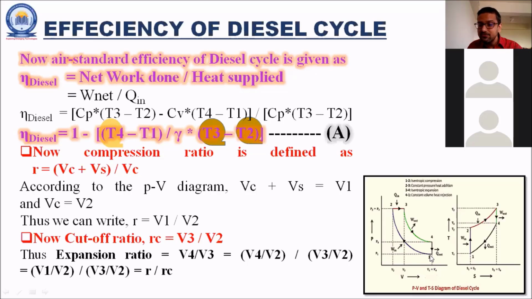Now from the PV diagram we are observing that V1 is equal to V4. So I am substituting the value of V4 by V1. So I am getting the answer V1 by V2 divided by V3 by V2. Now we have already done the analysis and found out that small r is equal to V1 by V2. So V1 by V2 is equal to r, and V3 by V2, that is the cutoff ratio, that is rc. So finally in the diesel cycle for the expansion ratio I am getting the answer V4 by V3 equal to r by rc.